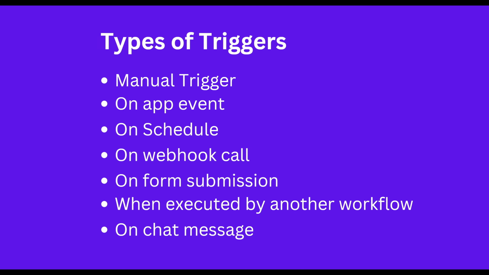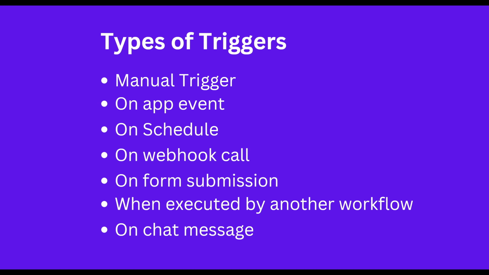Next one is on schedule. As the name indicates, we can schedule a workflow. For example, trigger the workflow every 1 hour, every 1 day, or we can even give cron expressions. Next is webhook call. We can make an API. I'll explain that when we do the exercises. Think of a scenario like this: you have a web application and you want to trigger a workflow on a button click from your web form. What you can do is generate a webhook call from n8n. Then you can call that API by passing the data you want. That is on webhook call.